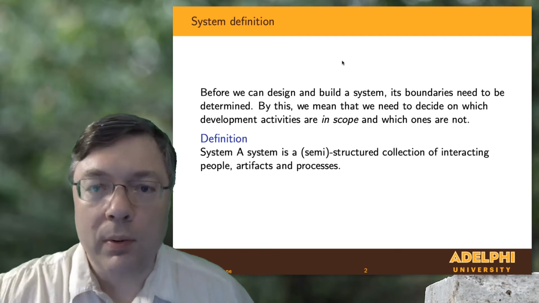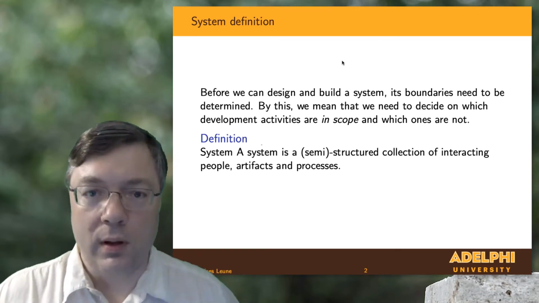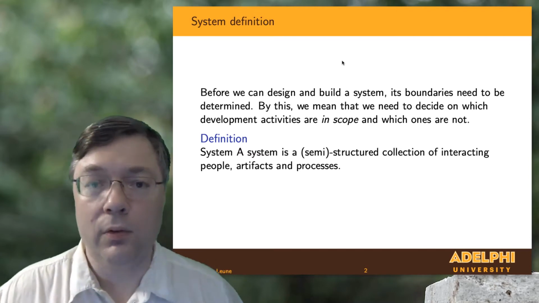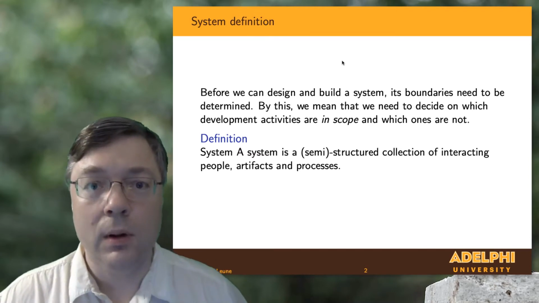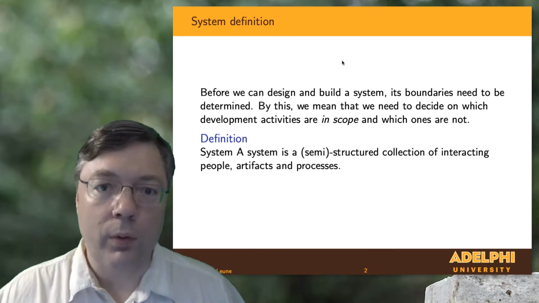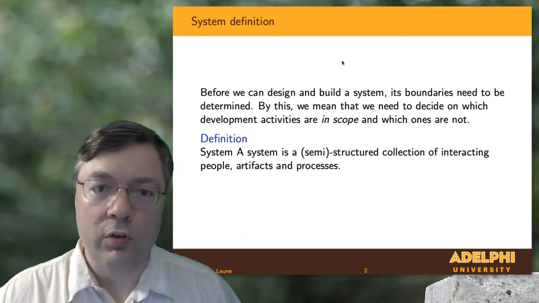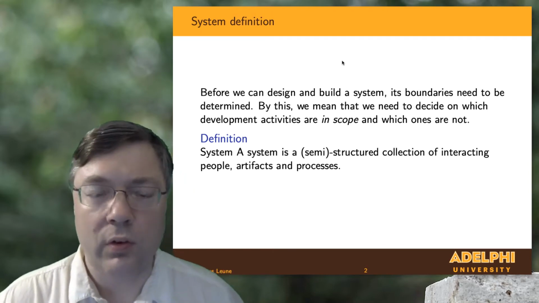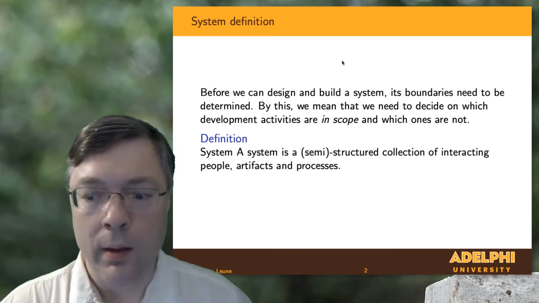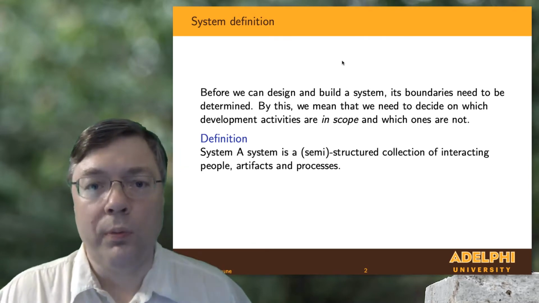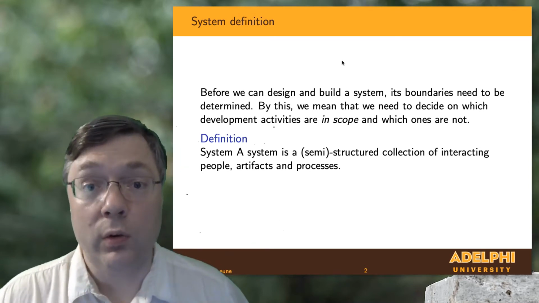Now, I keep on talking about a system, but before we can do that, we have to define it. It turns out there is really no unambiguous way to define a system. But for our purposes, we'll use as a definition that a system is a structured, or at least a semi-structured, collection of interacting people, artifacts, and processes. And so what we're talking about is a socio-technical system.